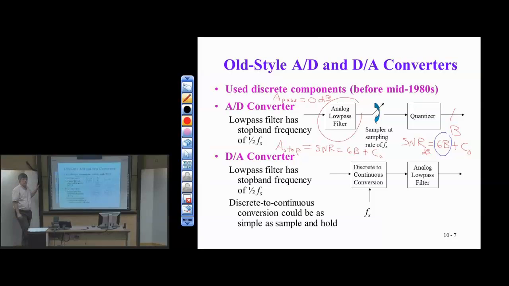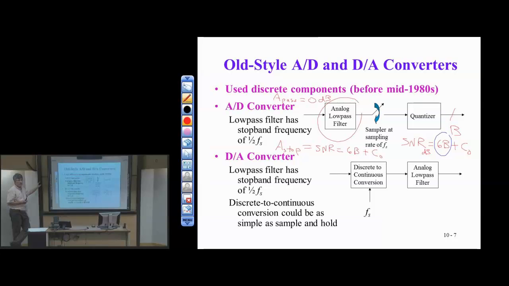Go ahead. So that filter you're talking about, is that already built into the quantizer? No, these are separate blocks. So I have an analog low-pass filter followed by a sampling block. This is the theory part. Implementation will be slightly different. But I'm trying to explain why this theory doesn't really lend itself to a cost-effective implementation for either a high number of bits per sample or a high sampling rate.